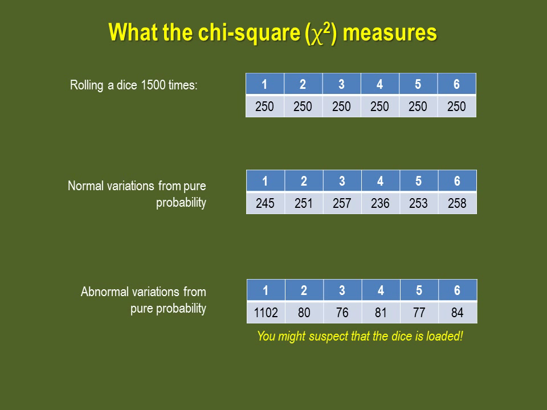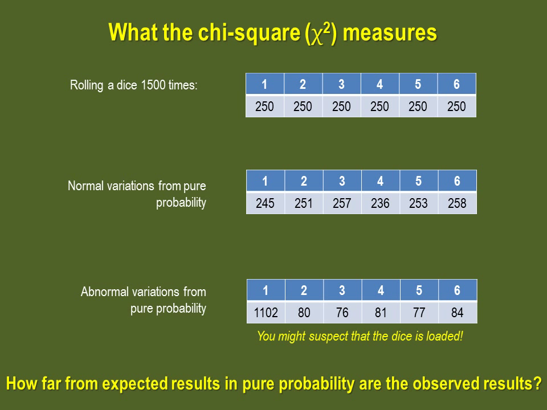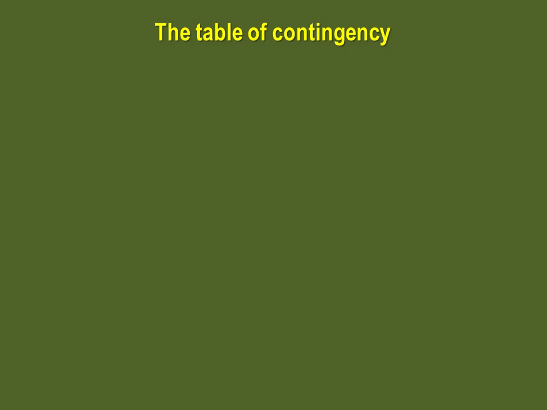Again, the chi-square measures how far away from the results you'd expect in pure probability your actual observed results are. When we wish to calculate a chi-square, we must first create a table of contingency. In the table, the rows represent the values of one of the variables, and the columns represent the values of the other variable.